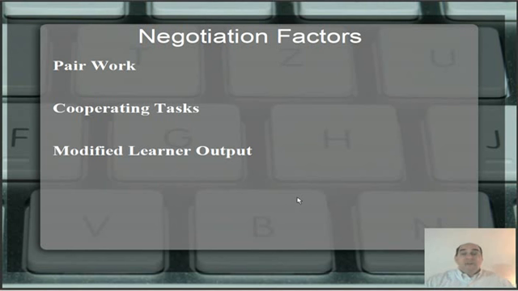Some negotiation factors, some I've already talked about. One is working in pairs. Working in pairs is a great way to get people to, again, negotiate, to get involved with trying to understand what's going on. There's nobody else there but you and your partner, so you have to work with them. Nation talks about cooperating tasks, trying to do things that require you to work together. Don't know that I necessarily agree with that.